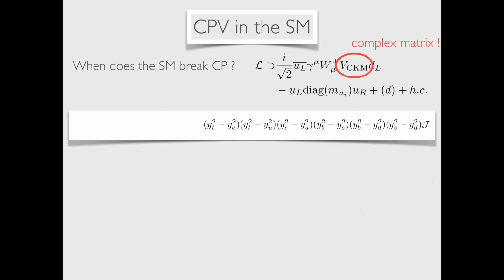So in the standard model, the actual order parameter for CP breaking has the following expression. It's the imaginary part of this product of CKM elements that we saw before, times all possible differences between masses, or here Yukawa couplings of the different fermions, in the up sector or in the down sector. So if this quantity is 0, then CP is conserved in the standard model. And any way of sending it to 0 suffices to make CP conserved.